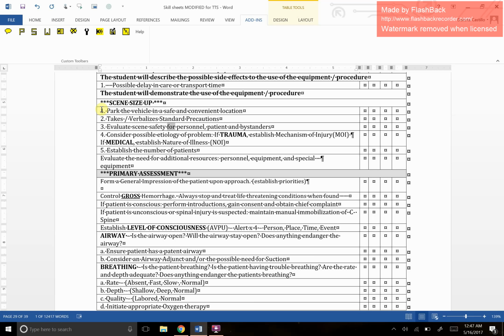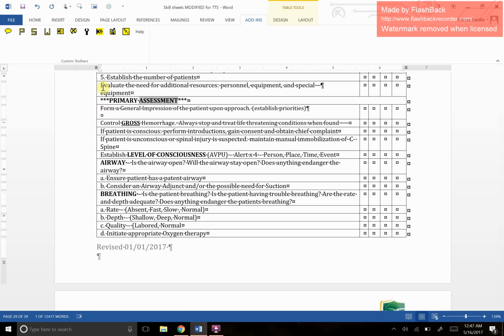3. Evaluate scene safety for personnel, patient, and bystanders. 4. Consider possible etiology of problem; if trauma, establish mechanism of injury, MOI. If medical, establish nature of illness, NOI. 5. Establish the number of patients. Evaluate the need for additional resources, personnel, equipment, and special equipment. Primary assessment.